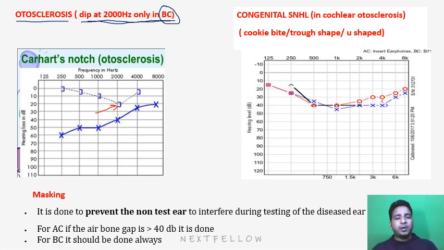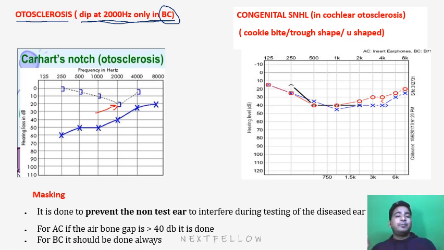That means hearing is impaired, and there is conductive loss also because the air bone gap is more than 20 to 25 decibel. But there is no particular dip at the level of 2000 Hertz in the air conduction line, whereas there is a dip in the bone conduction line at the level of 2000 Hertz. So this is pathognomonic of otosclerosis.